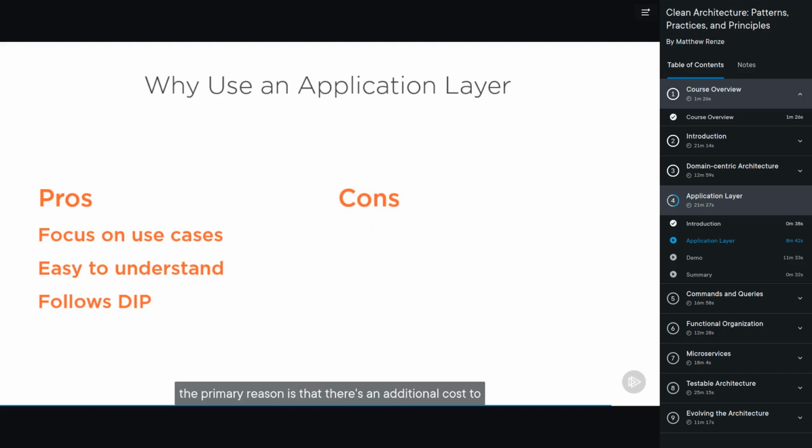First, the primary reason is that there's an additional cost to creating and maintaining this layer. Layers in software architecture are expensive to create and maintain, so we generally want to keep the number of layers in our system as small as possible.